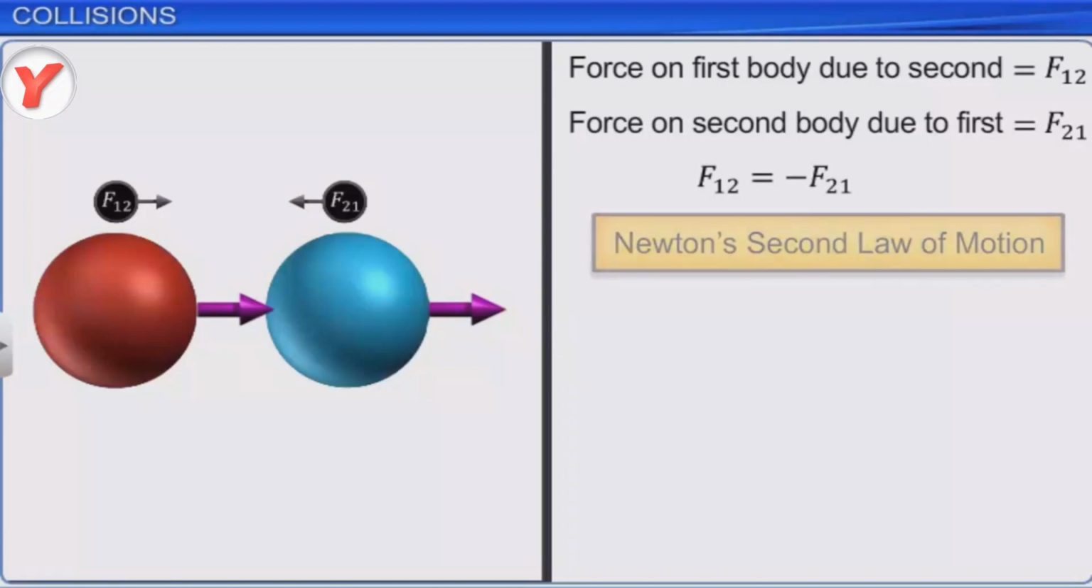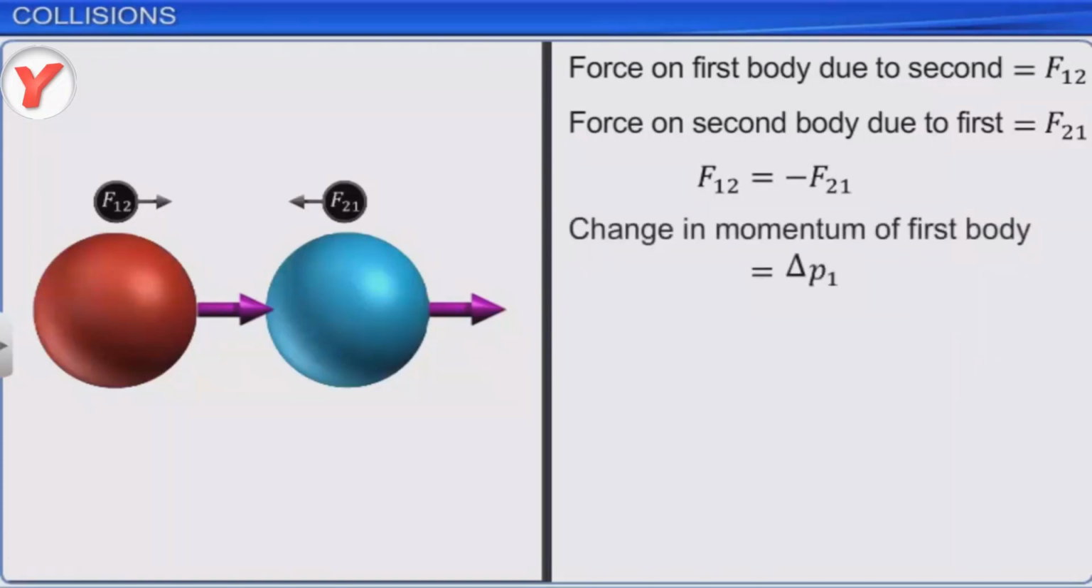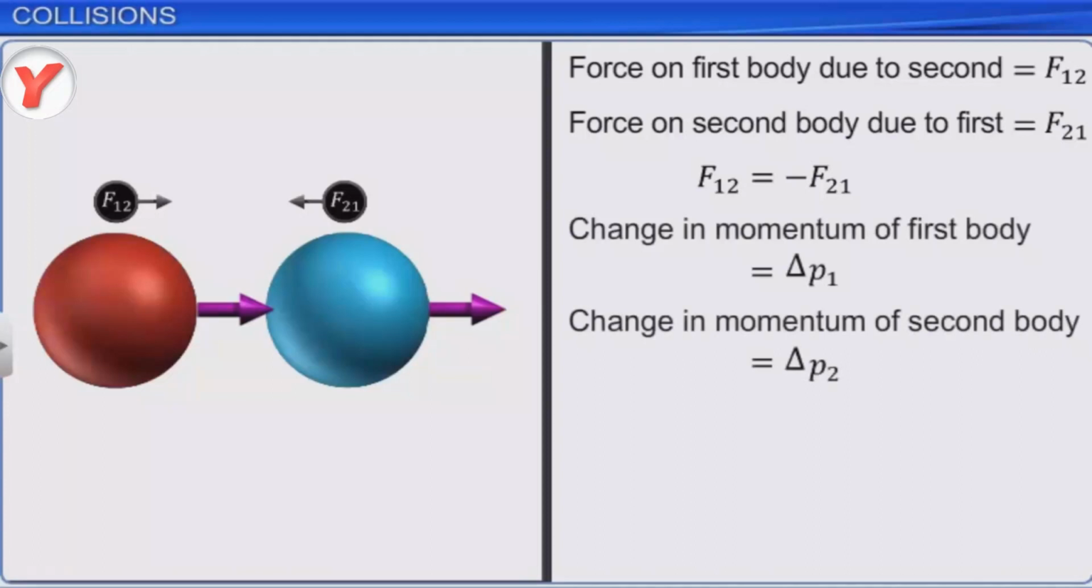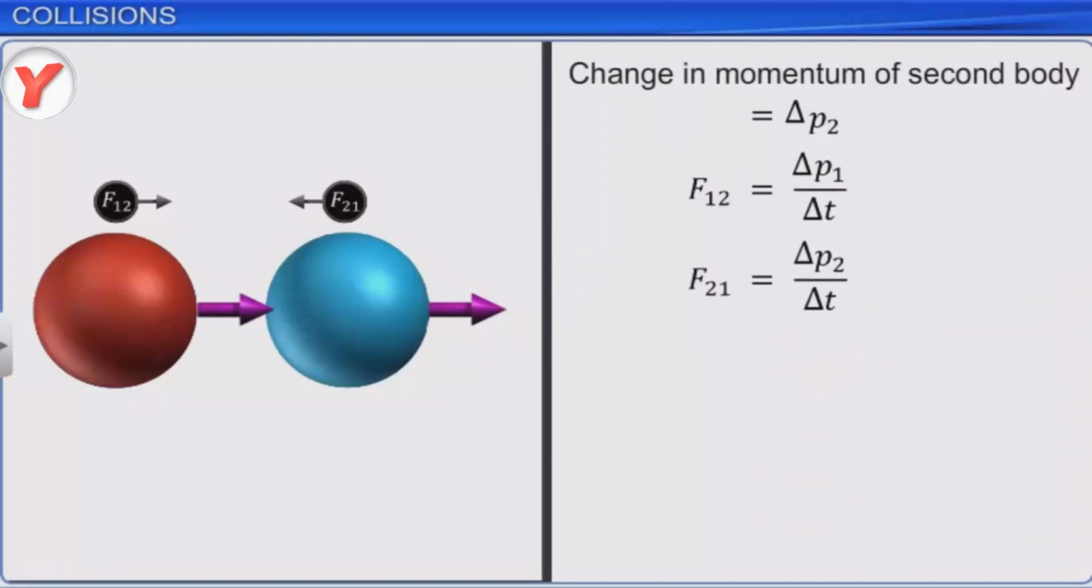From Newton's second law of motion, if delta P1 and delta P2 are changes in momenta of the first and second bodies respectively, then force F12 will be equal to delta P1 by delta T, and force F21 will be equal to delta P2 by delta T. Since F12 is equal to minus F21, this implies that delta P1 by delta T is equal to minus delta P2 by delta T.